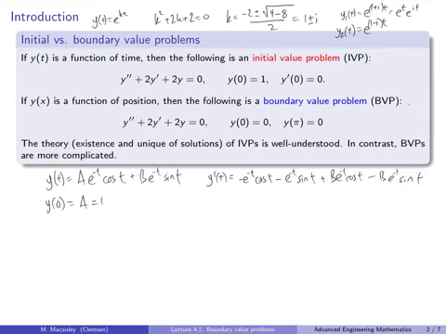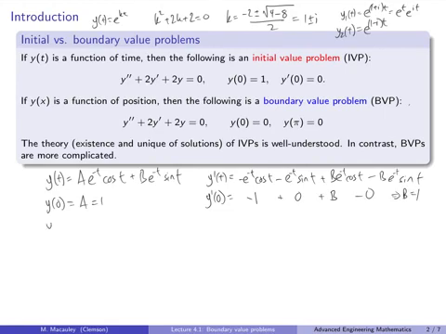Okay, so let's plug in 0. Maybe this was a harder problem than I intended. But let's see. Y prime of 0 equals, so we get negative 1 here. We get 0 here. We get b times 1 here, and then we get 0 here. So we get that b equals 1.